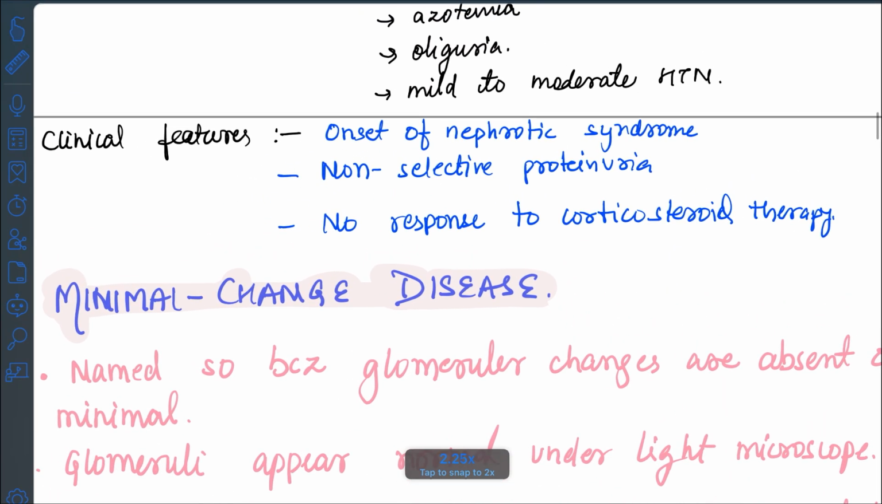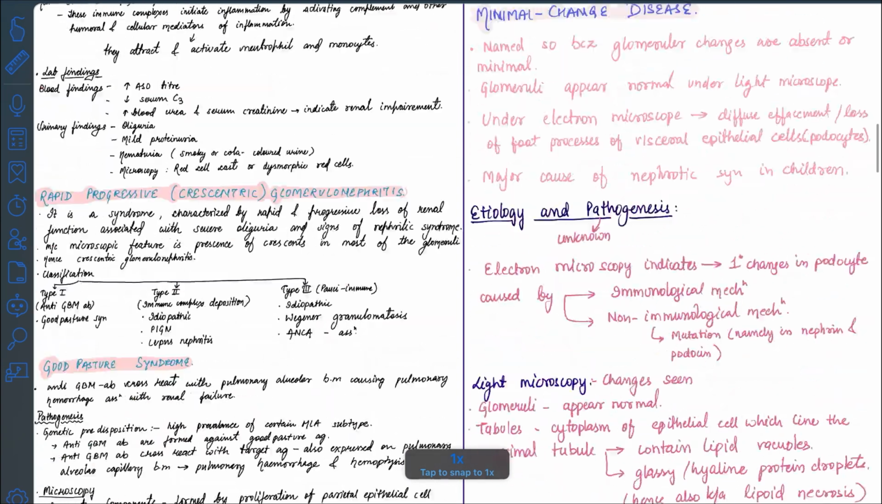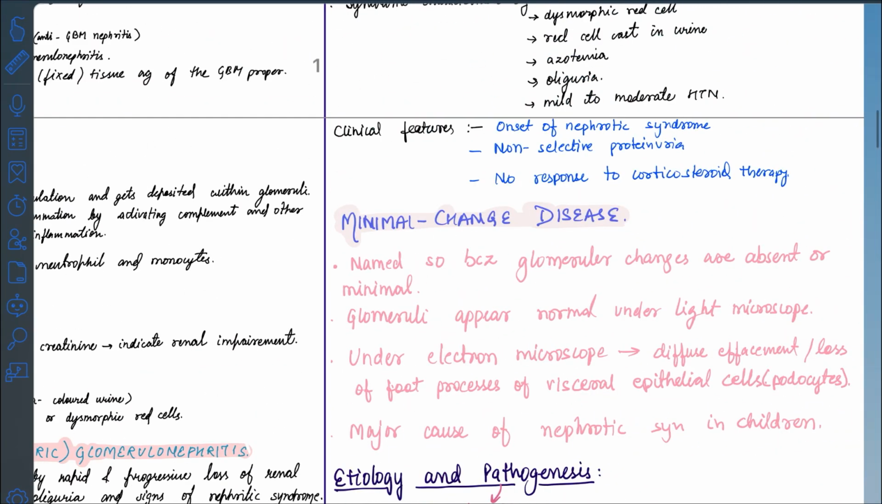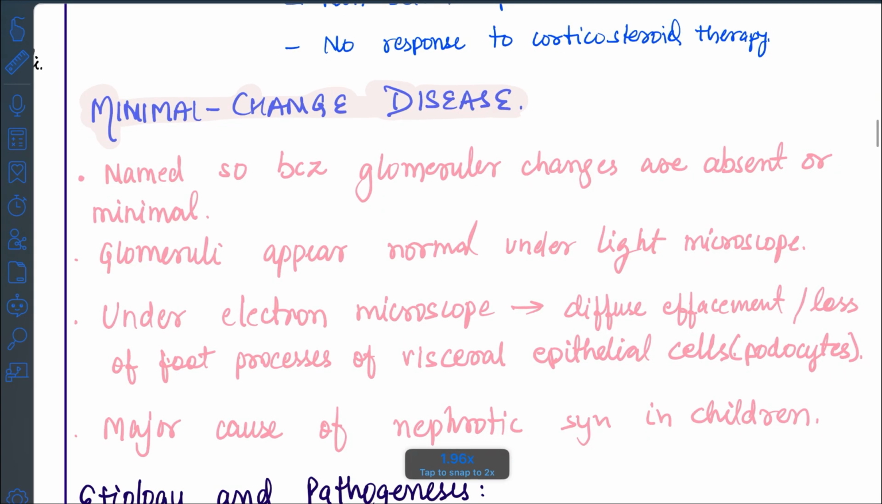The clinical feature of this disease is onset of nephrotic syndrome. There is non-selective proteinuria, which means it can be albumin as well as globulin mostly, and there is no response to corticosteroid therapy. I was talking about membranous nephropathy. Please remember it is one of the important ones.